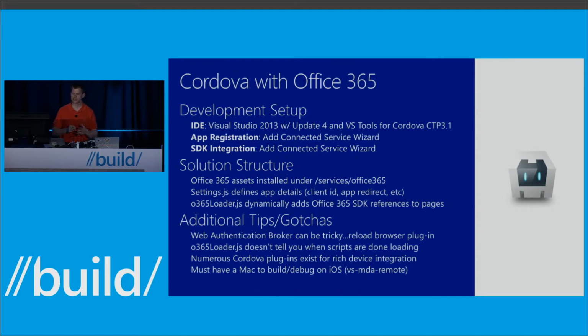A few additional tips and gotchas. So first of all, in Cordova, the web authentication broker can be a little bit tricky. It'll automatically launch a window for you and it'll provide a login experience. But what I typically do as soon as I create a new project is I add the browser plugin again, and that tends to resolve a lot of the issues with that. I think the original tooling, and it might be fixed in 3.1, was a little bit flaky, at least on iOS, in terms of how it launched that whole login process.